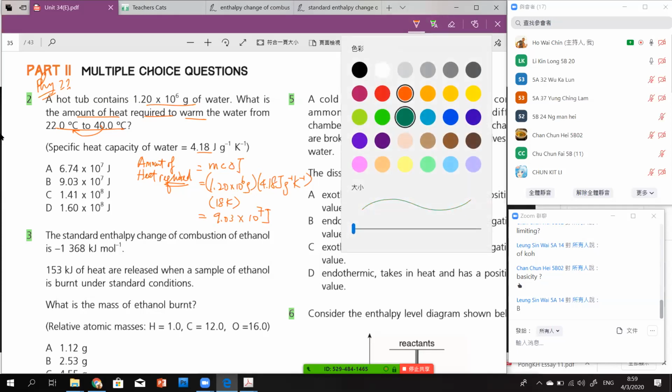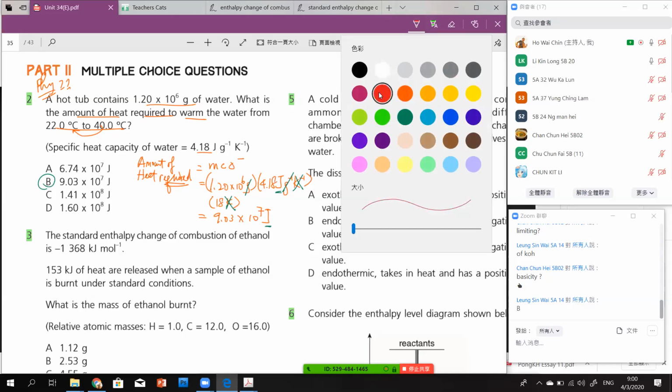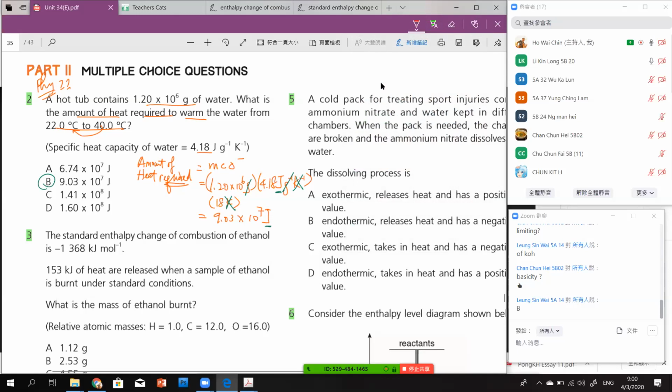Okay. How do you know the unit? I cross the units, so you may find that what's left behind is just joule. Okay, so the answer is B. So remember, the first one I would like to talk to you about is the equation mc delta T, this one. Easy start. And how about question 3?